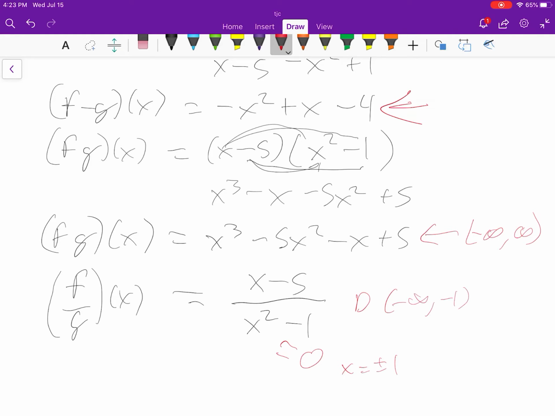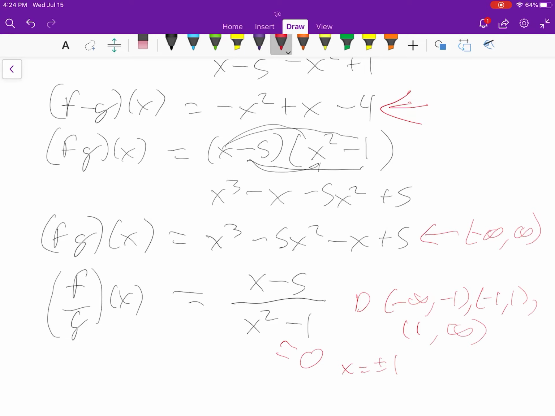So your domain on this guy is going to be negative infinity to negative 1, negative 1 to positive 1, and then positive 1 to infinity, which is another way of writing all real numbers except for negative 1 and positive 1. So division is the one where, when you're just dealing with polys, you have to figure out, look at it more conclusively.